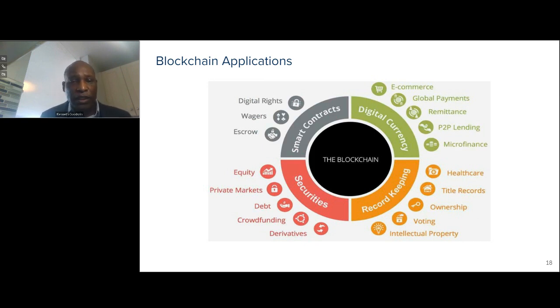If we move over, we see the security side: equity, private markets, debt, crowdfunding, derivatives. All those things are happening now. And unfortunately, this particular area is undergoing a lot of changes, especially with what happened with FTX. So keep in mind that this space, smart contracts, is always evolving, especially with decentralized finance and the idea of smart contracts. We need to be very cautious with that, because with a smart contract, you also have to look at the code behind it and test that code itself.